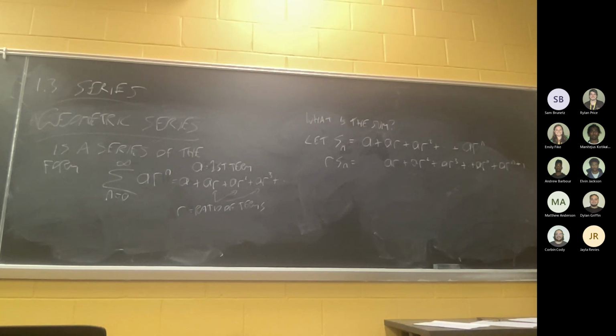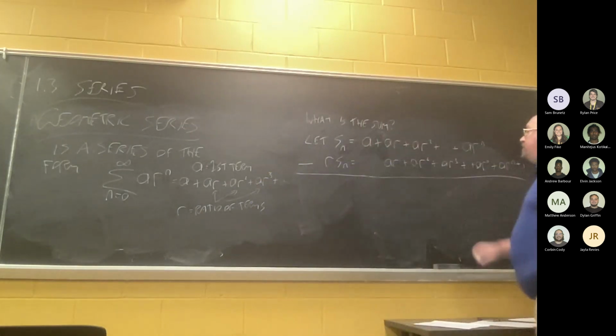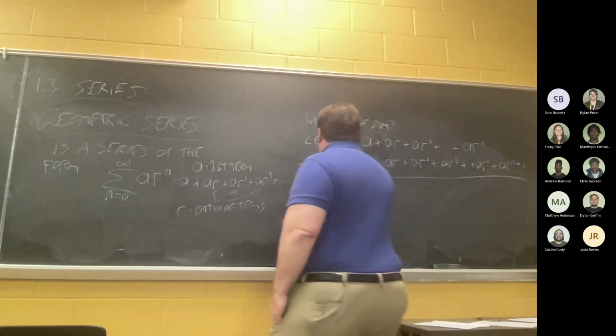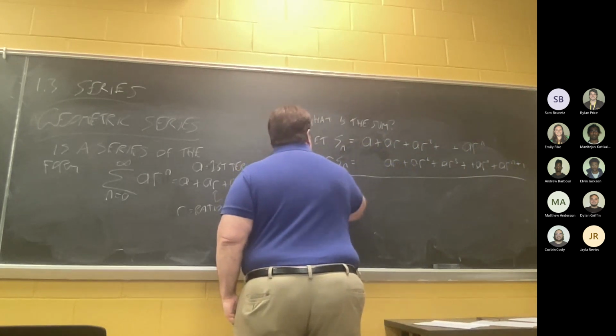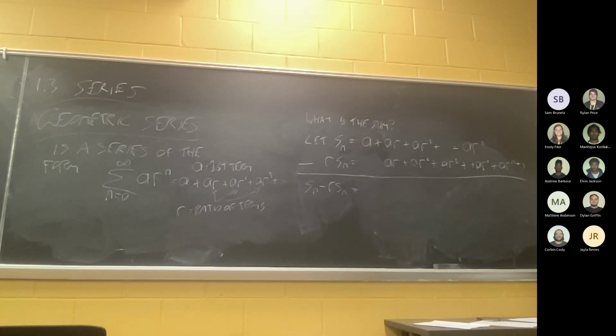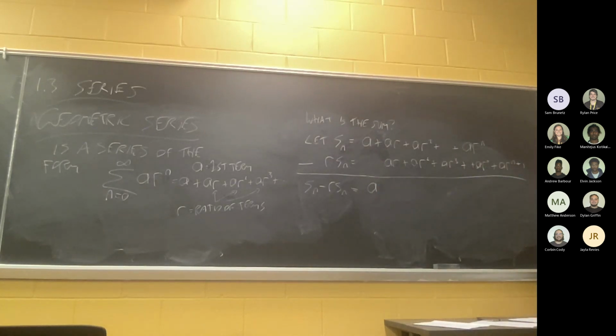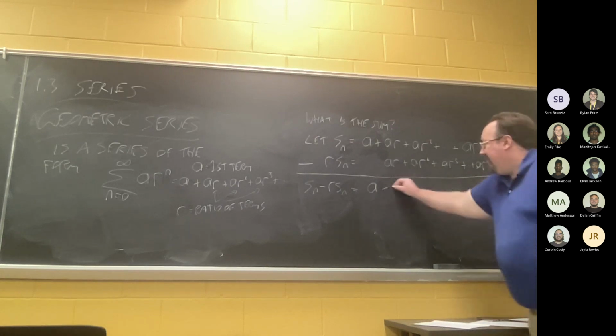So I'm going to subtract these two equations. Then I get Sn minus R Sn on the left side. On the right side, most items cancel. What remains? The A, and what else? A minus AR to the n plus 1. Yes, with what sign? Minus, yeah, because it's down here.